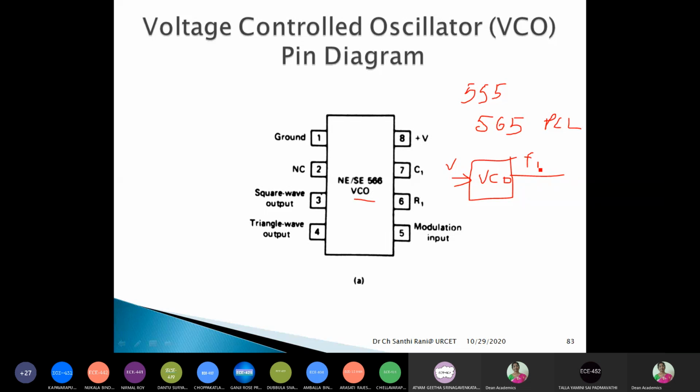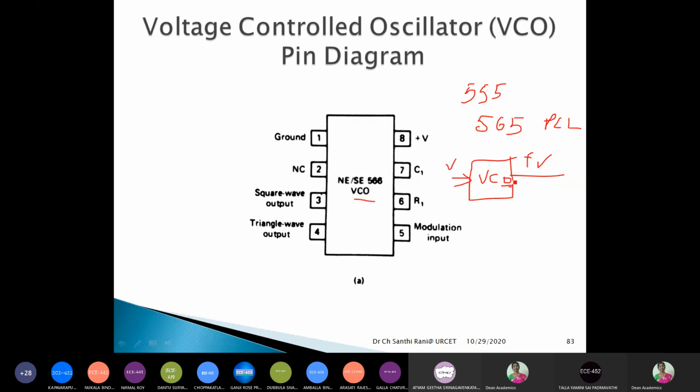That means the output frequency of this oscillator is controlled by the input voltage. We also call this input voltage the control voltage, because it is controlling the output frequency of the oscillator. Therefore, this VCO is also called a voltage to frequency converter, right?